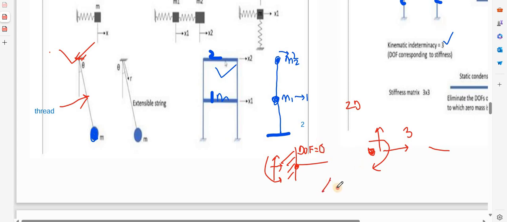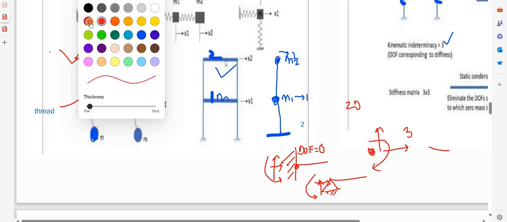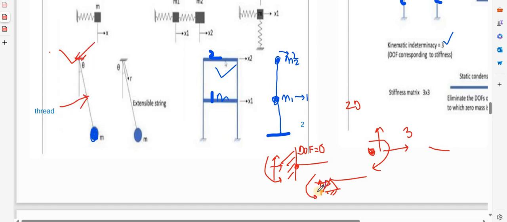Now, instead of that, I am taking a hinge support. In a hinge support, can it move in horizontal direction or in vertical direction? It cannot move horizontally, and it cannot move vertically. So what are the possible ways it can move? The only possible way is it can rotate. So for this point the degree of freedom will be 1.